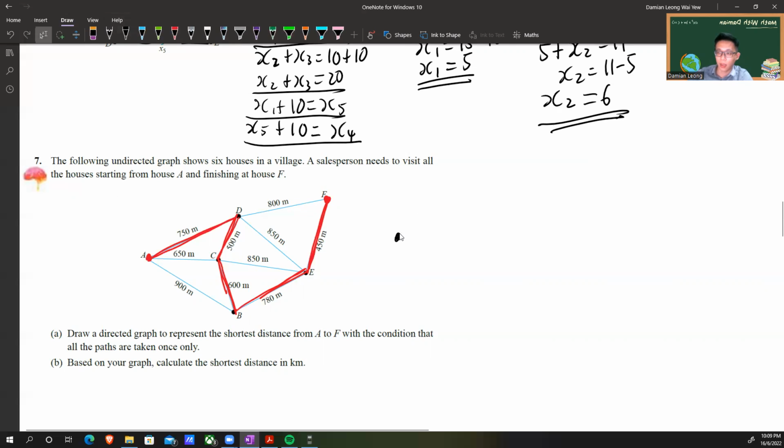From A to D. They say directed graph, so we draw the arrows as well. Then to C. Then to B. To E. And to F. Like that.